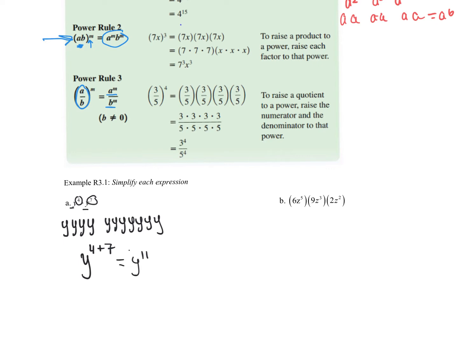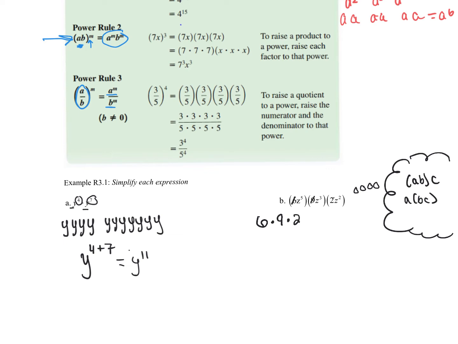So on the next one, we're multiplying. If you remember, when we multiply, we can use the associative property, and I can do it in any order that I want. I can do a times b times c, or I can do a times b times c. So I'm going to rewrite this because I'm going to put all my numbers first. So I have 6 times 9 times 2, and then I like to cross things out to keep track of them, times z to the fifth times z to the third times z squared, 5, 3, 2. Okay, I have everything there.